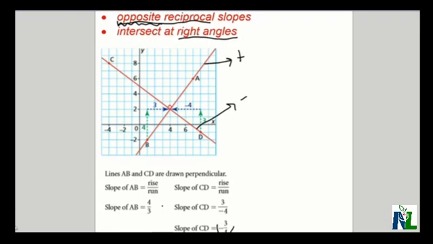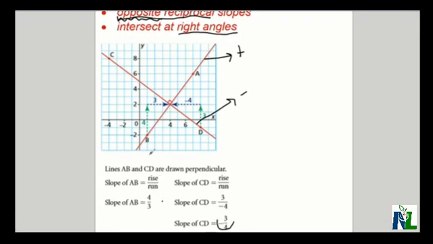When I'm looking at the slope of AB, we have our rise to be 4 and the run to be 3. And that will give us 4/3. For the slope of CD, our rise is 3 and our run is left 4, which is -4. That'll give us a slope of -3/4. So they are reciprocals and they are opposite reciprocals, which means they are perpendicular.